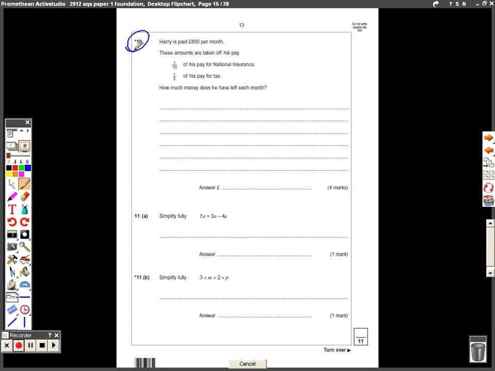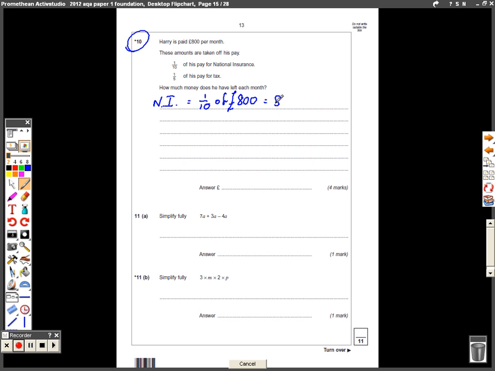Harry is paid £800 per month. These amounts are taken off his pay. 1/10 of his pay for national insurance. 1/5 of his pay for tax. How much money does he have left each month? So I'll need to work out his national insurance. So national insurance equals 1/10 of £800.